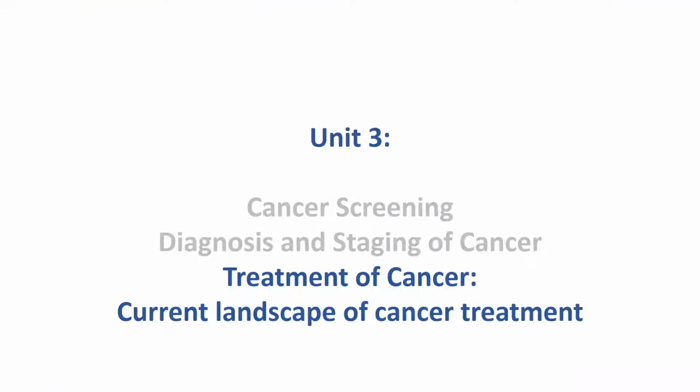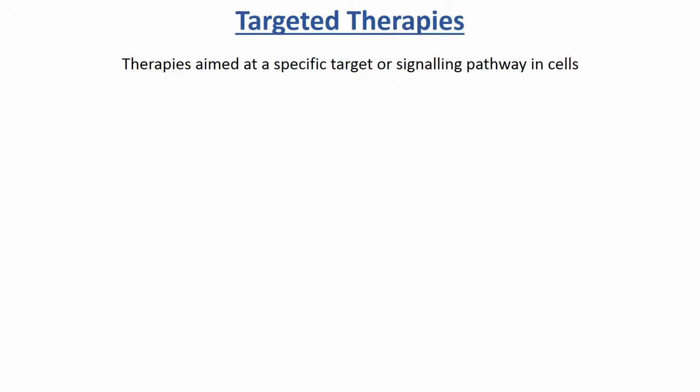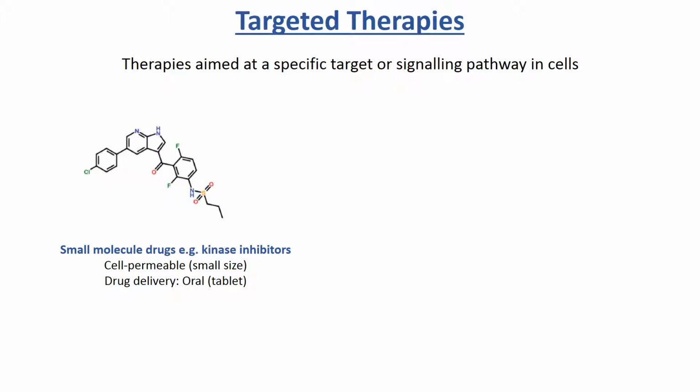In this final subsection of Unit 3, I will discuss the current landscape for treating cancer, particularly targeted therapies. In more recent times, the characterization of molecular aberrations present within cancer cells has led to the development and clinical approval of targeted therapies. These are defined as therapies aimed at a specific target or signaling pathway in cells. This includes small molecule drugs and monoclonal antibodies.